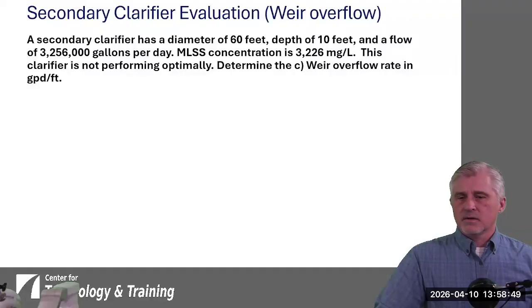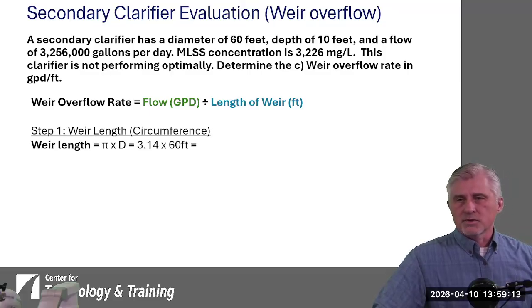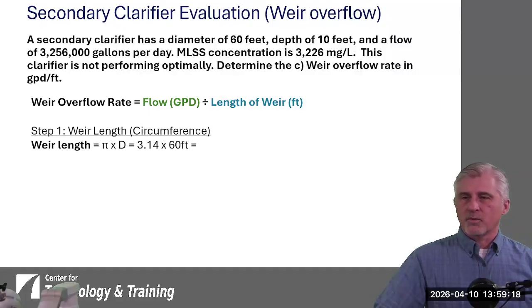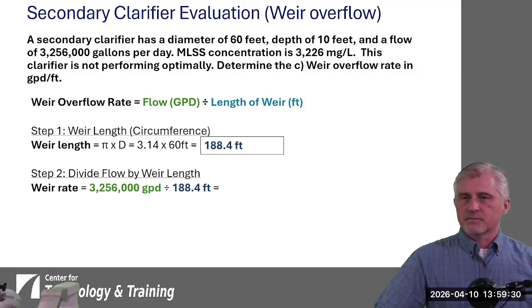So we have the same set of conditions, the same clarifier. The weir overflow rate is the flow divided by the length of the weir, or that's the circumference in this case. So now we're going to have to determine what the circumference is. We've done the volume, we've done the area, and now we're going to look at the circumference. Circumference, or weir length, is equal to pi times the diameter. So 3.14 times 60. So there's the circumference, or the length of our weir for our clarifier, 188.4 feet.